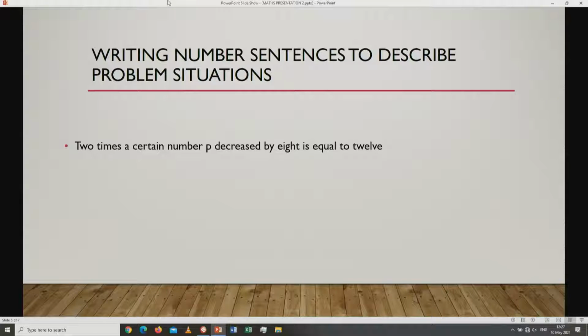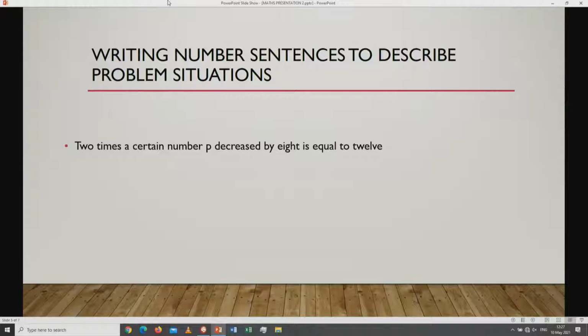So it is 2 times a certain number p decreased by 8 is equal to 12.